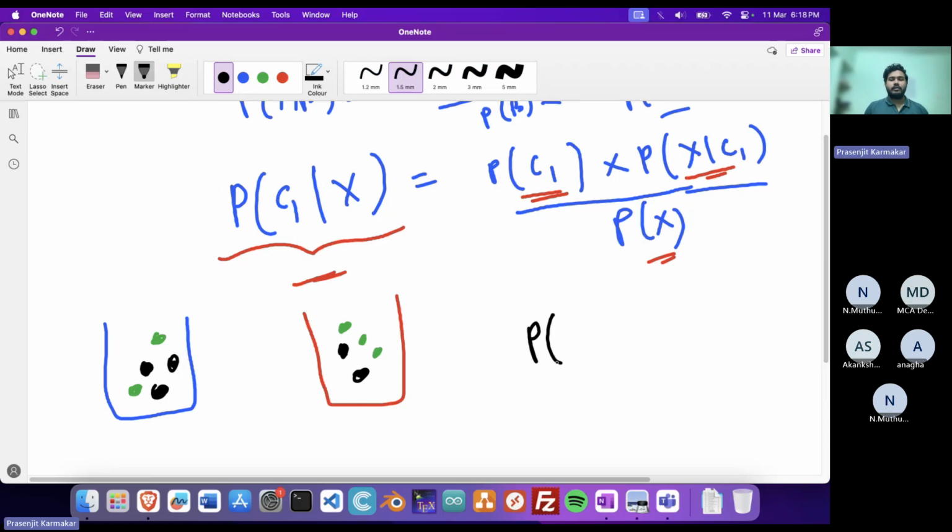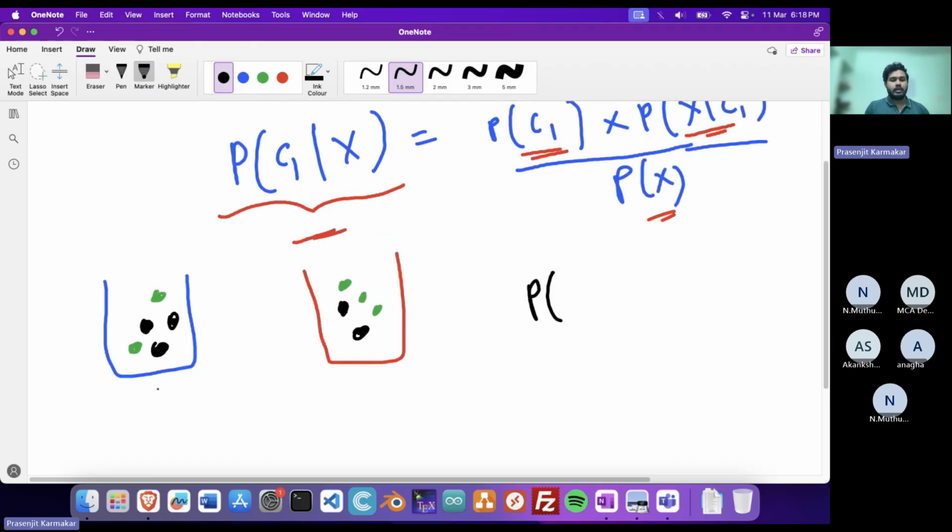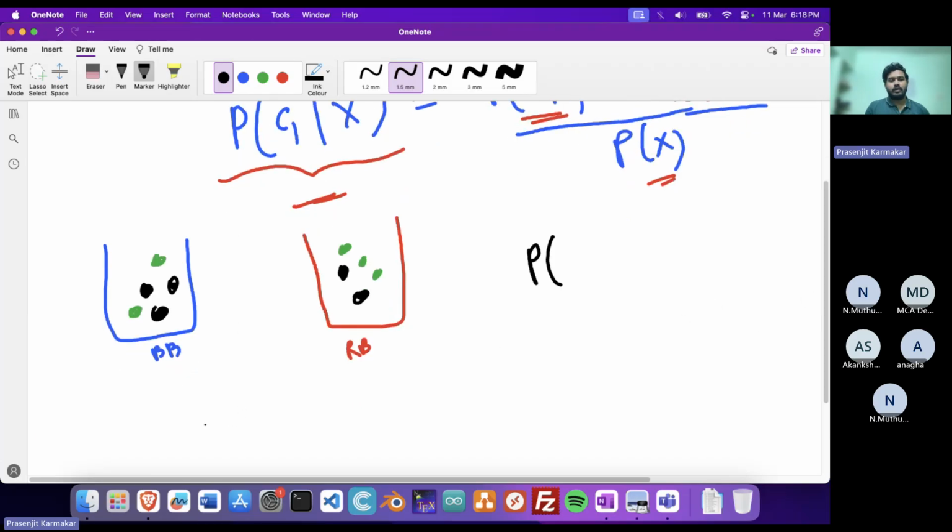that... so what are the probabilities that we can, so this is the blue basket, let's say, blue basket, and this is the red basket. Red basket. So what are the probabilities that we can directly compute from this setup? Probability of picking blue basket, probability of picking red basket, that we can compute directly. It's 1 by 2, 1 by 2.